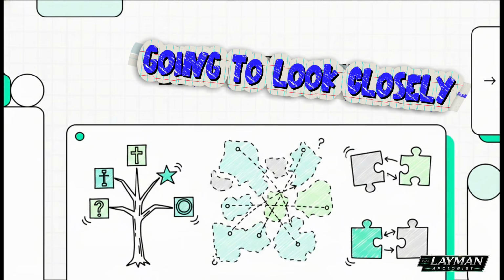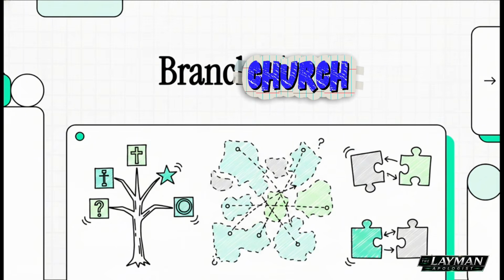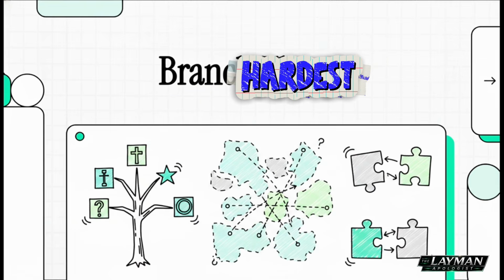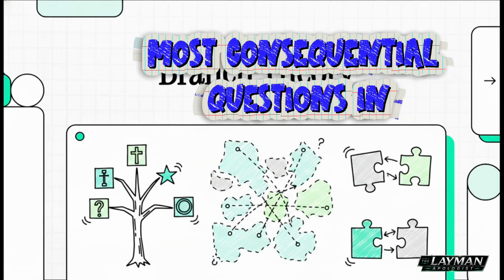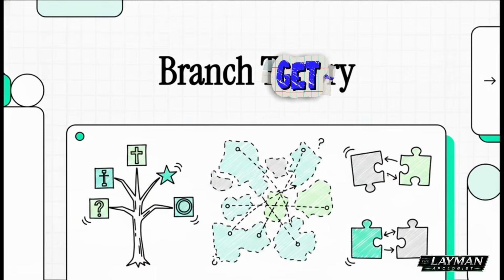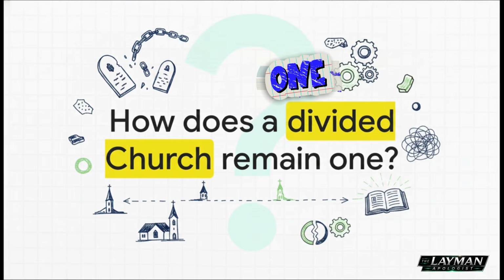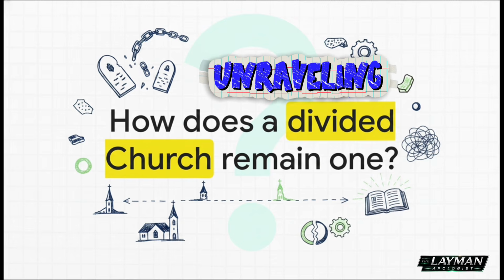We're going to look closely at the boundary problem of a divided church, and we're going to try and trace how different traditions answer one of the hardest, most consequential questions in all of Christian history. Let's get into it. So how exactly does a divided church remain one? This is the core mystery we're unraveling today.